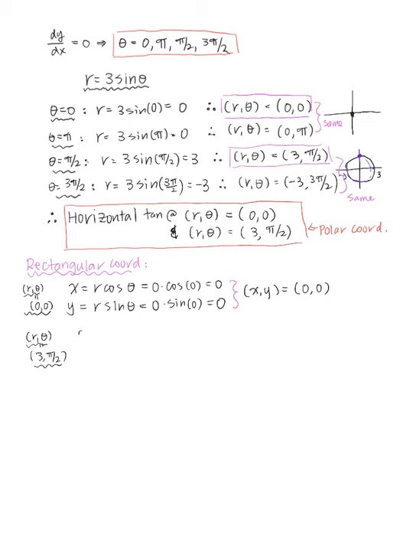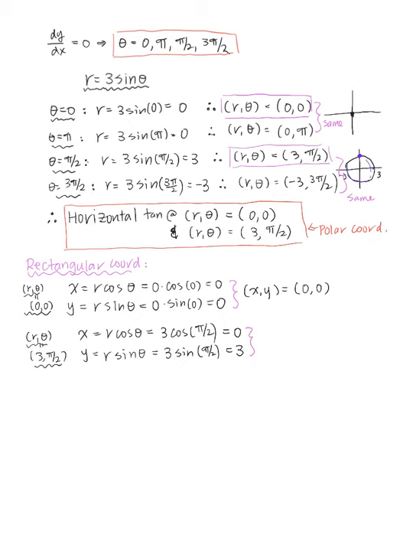All right, so we're going to do the same thing. x equals r cosine of theta, y equals r sine of theta. Our r is 3, and here we have cosine of pi over 2. Cosine of pi over 2 is 0, so we're going to have a 0. And for y, we have r sine of theta, where r is 3, and sine of pi over 2 is 1, so we're going to get 3 back.